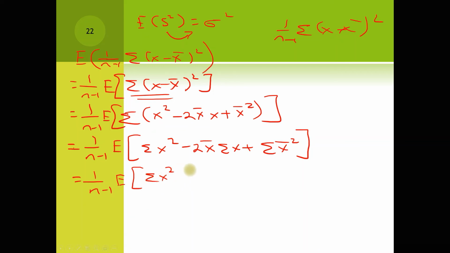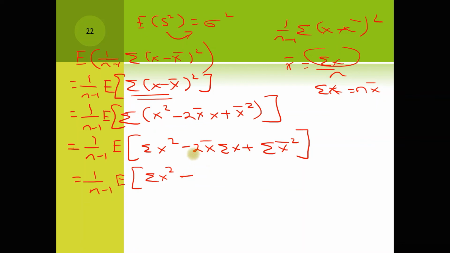Sum of x squared stays as it is, but if you look at the sum of x, for those who don't know, x bar equals the sum of x over n. So to simplify the sum of x, we can just say that it is equal to n x bar. Can just say that it is equal to nx bar.